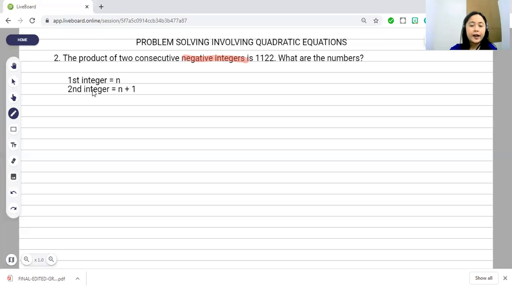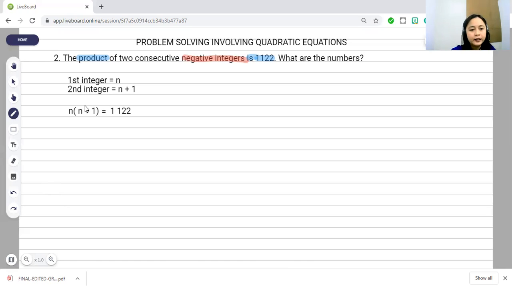All right. It was mentioned here that the product of these two numbers should be 1122. Now we may make an equation out of this problem because the product means you multiply the first and the second integer. So the first integer is n times the second integer, which is n plus 1. And their product, remember what I told you from the first problem, "is" usually represents the equal sign. It's equal to 1122. And yes, we're now able to make an equation out of it.